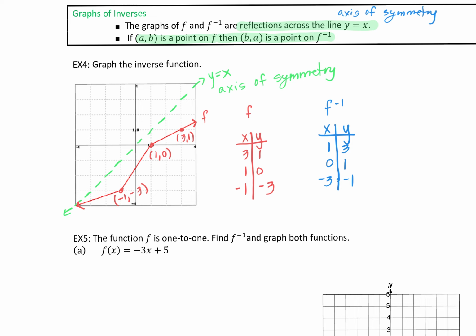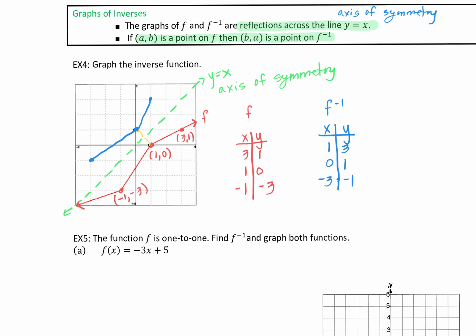It's going to pass through the point (1, 3). Let's see, 1, 2, 3. It's going to pass through the point (0, 1). And it's going to pass through (-3, -1). So if I connect these lines, you could see that it's a reflection of this graph. Now, when we say reflect, what we mean is that if you pick a point on f, it's going to be the same distance away as the point across the axis of symmetry on f inverse.